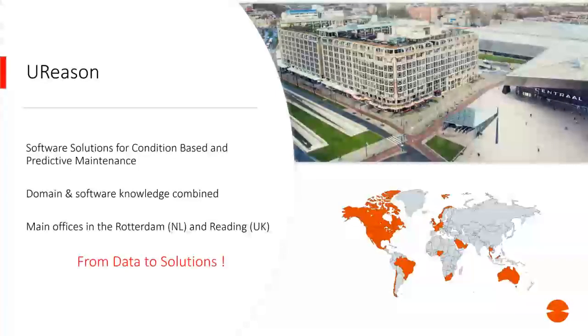At UReason, we combine our domain expertise and software knowledge with our customers and help them to analyze data, asset data, and process data, and assist them to create software solutions that provide insights into the integrity and the efficiency of assets and processes. UReason has offices in Rotterdam, which we can see here in the picture on the right top side, and in Reading in the UK. Our customers are predominantly in manufacturing and process industry, and most of them are located in Western Europe and the Northern Americas.